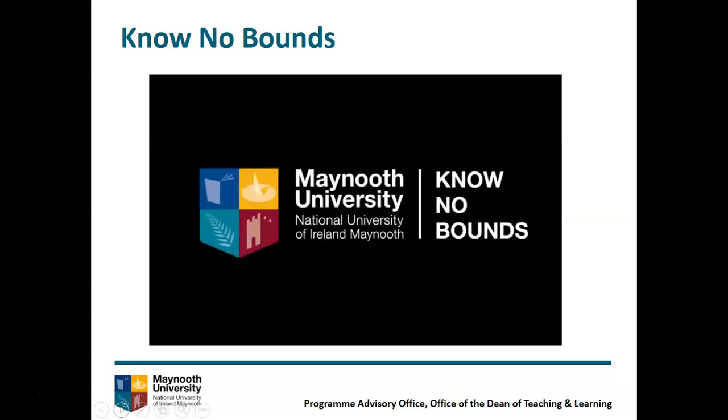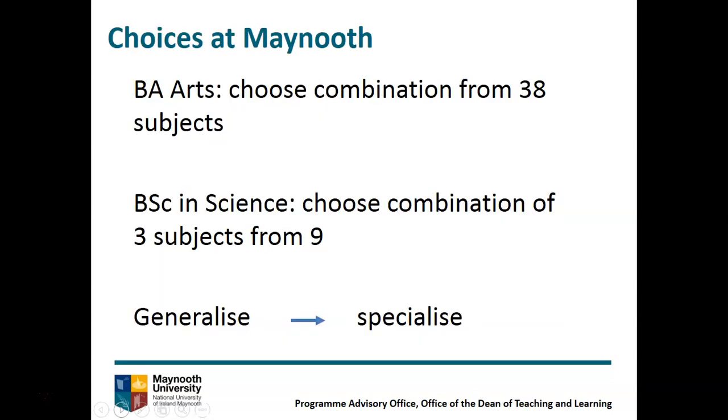You'll be the one to decide what you study, how you study it, when you study it with us. You will shape your degree. So what kind of choices am I talking about? Well, for example, if you're joining us on our arts degree, you'll get to choose from 38 subjects. You can choose a combination of 4 subjects, 3 subjects, 2 subjects in your first year from our 38 subjects.